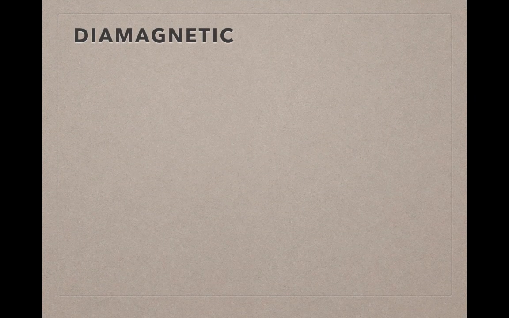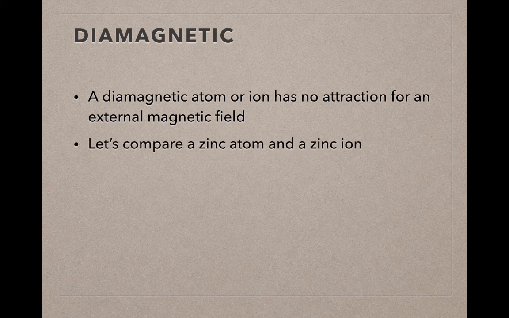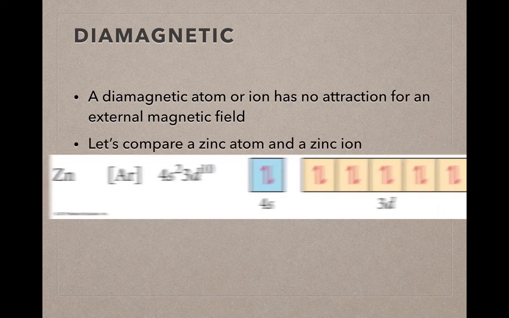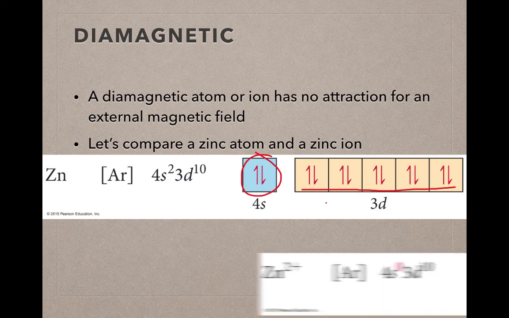Let's take a look at diamagnetic, and we'll use zinc to get our diagrams on here. But a diamagnetic atom or ion has no attraction for an external magnetic field. So let's compare a zinc atom and a zinc ion. If we look at a zinc atom, we see that we've got everything paired up there. I've got 2 in the 4s and all pairs here in the d because it's a 4s2 3d10 configuration.